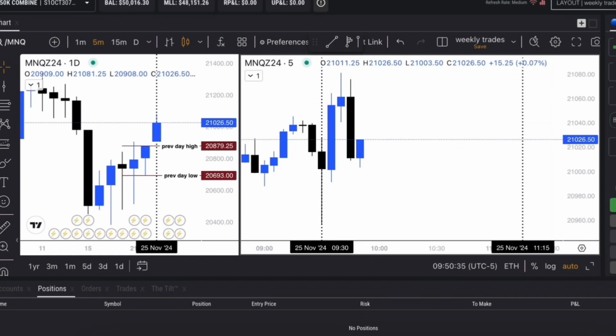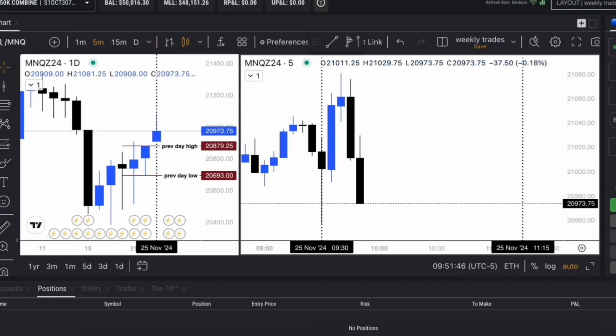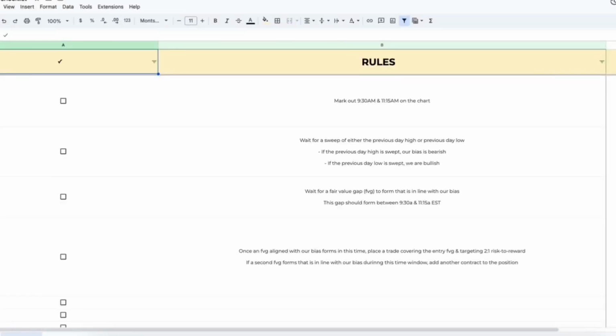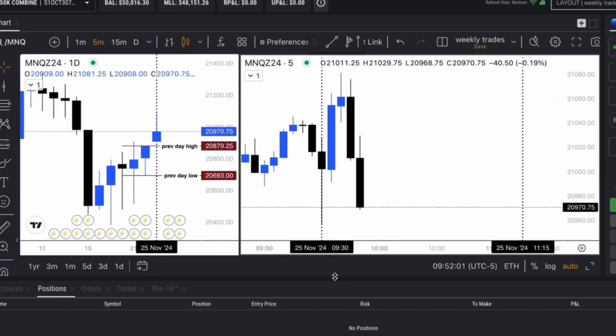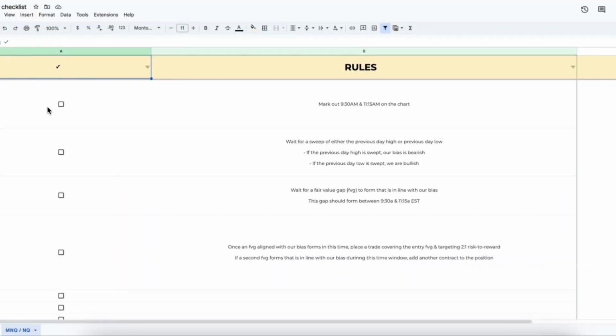November 25th. As I mentioned, I'm going to be using a new strategy due to the lack of setups with the previous one. This is the first day I'm forward testing this new strategy. And so going over the new strategy checklist, the new rules. So the first step is to mark out 9:30 and 11:15 a.m. on the charts. And so we can see here, it's 9:30 and 11:15. They have been marked out, so we can check that.